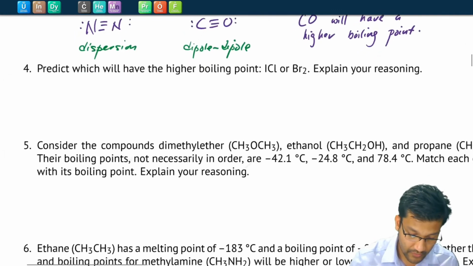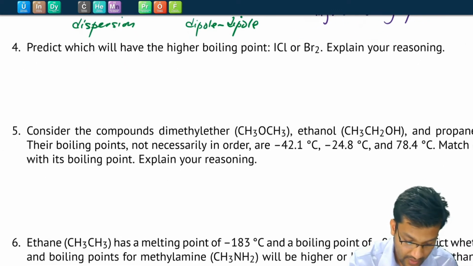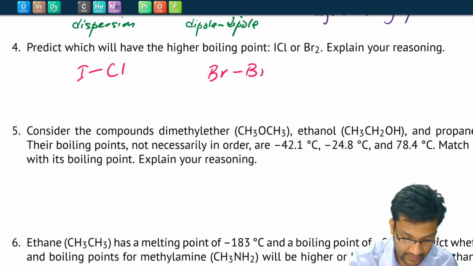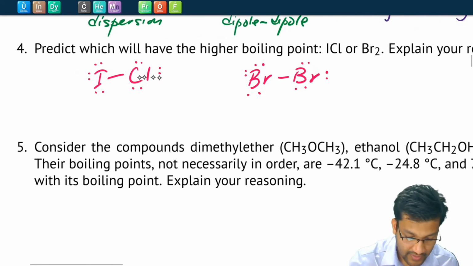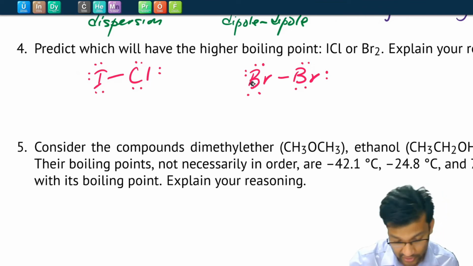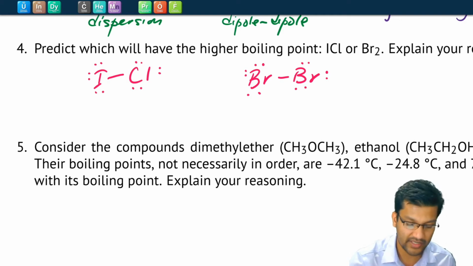Okay, let's look at number 4. Try it on your own first, and then we'll go over it together. So we have two different molecules here: ICl and Br2. They each have a single bond, and you can complete their Lewis structure like this. Now, in terms of size, chlorine is smaller than bromine, but iodine is larger than bromine, so it's hard to figure out which one might be larger based on just size.